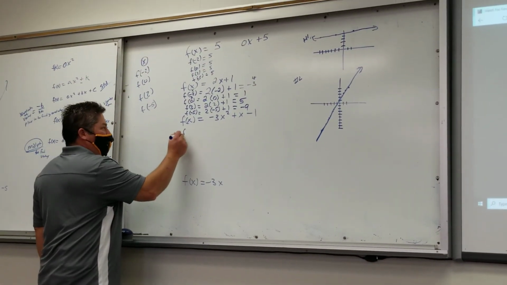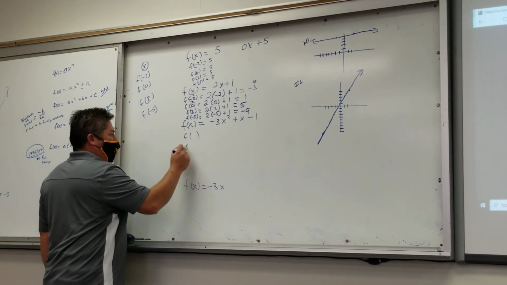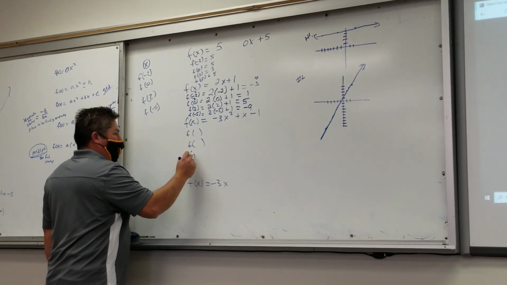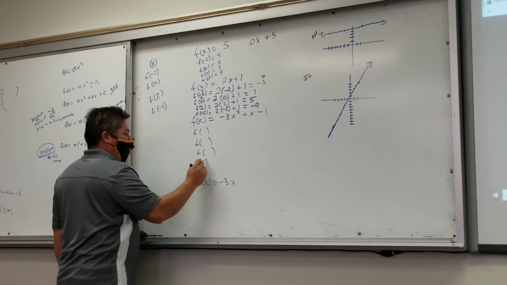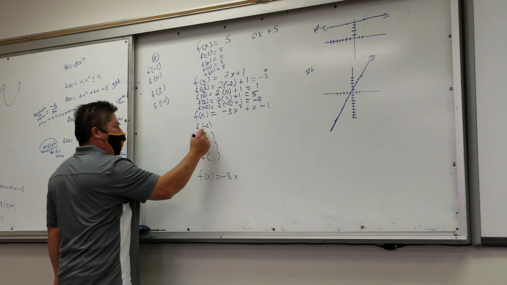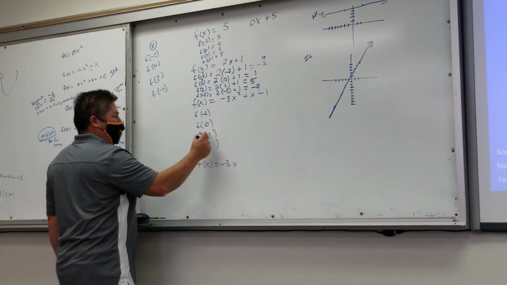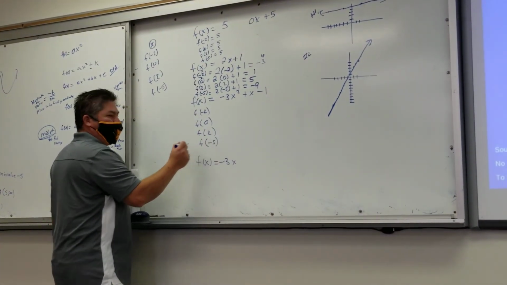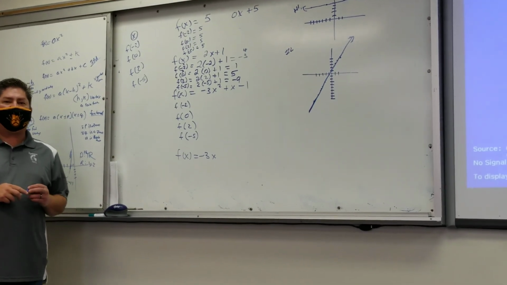Okay, so what am I going to substitute in? Tell me the 4 values I'm going to substitute in for this 4x in this equation. -2. What else? 0. What else? 2. What else? -5. Okay, this is what I want you to do. You can stop that for a minute.